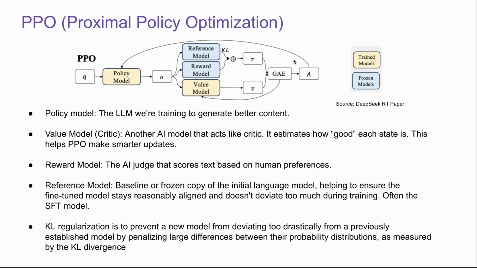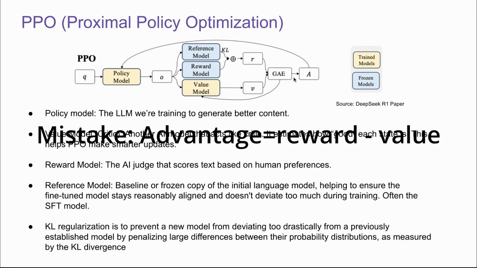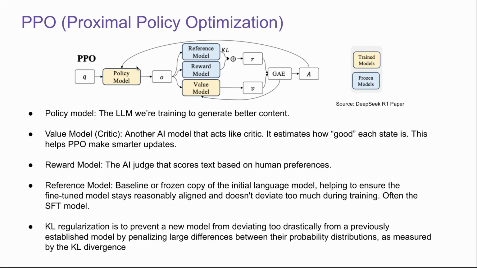Again, I'm going to flash this workflow. Policy model, bunch of generated outputs. It goes to the reference model and reward model, computes the KL divergence, and then it gets the rewards. The value model is going to get the value, and based on the reward and value, we're going to compute the GAE and get the advantage. So the advantage is basically value minus rewards. And then this advantage is sent to the policy model to update the policy. And then the value model also takes the GAE weights to update its ability to better judge what is good and what is bad.